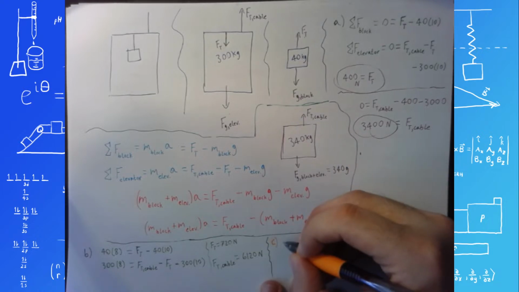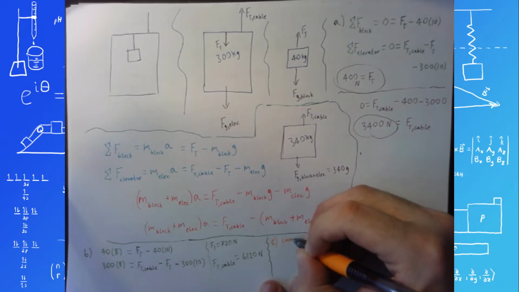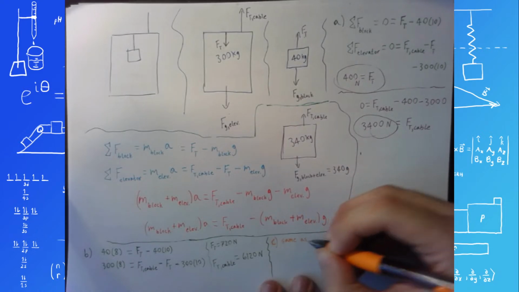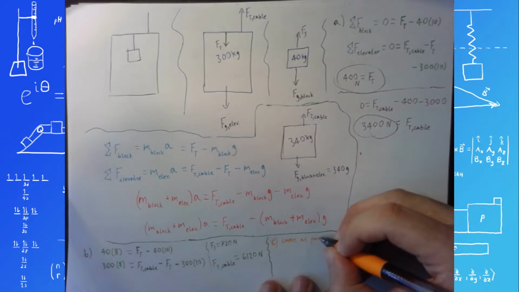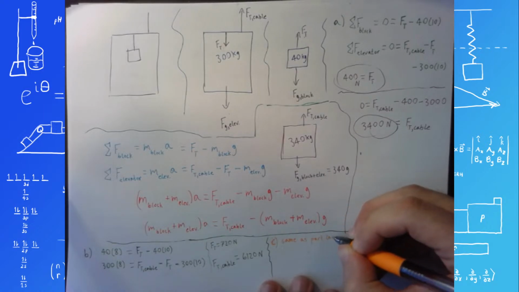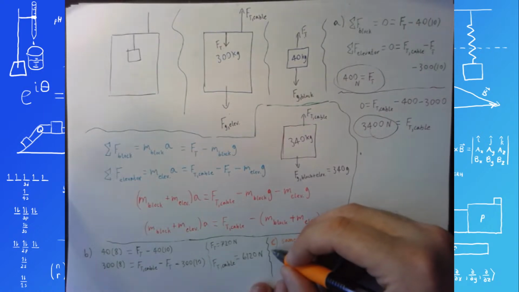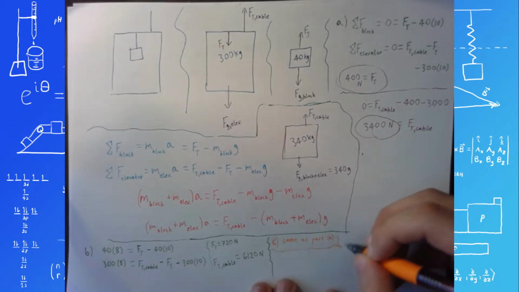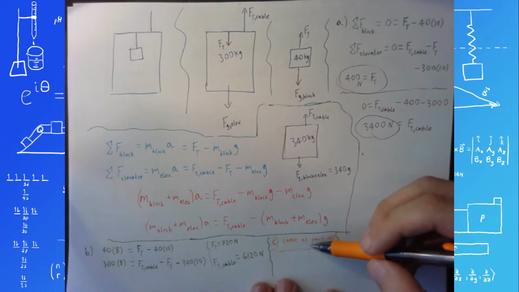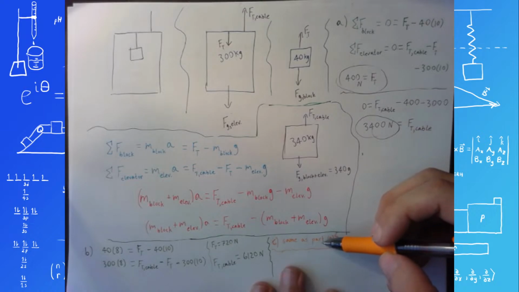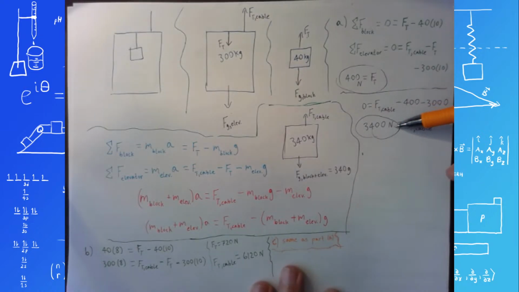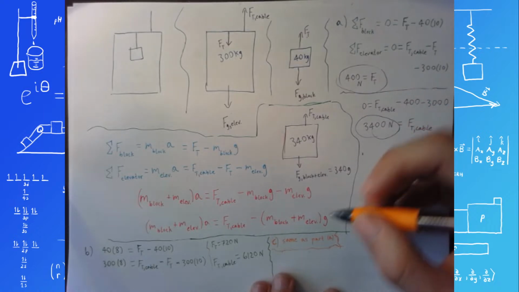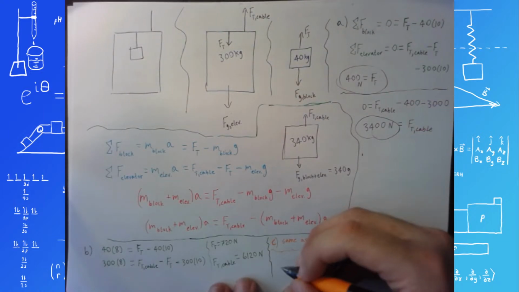Part C, same as part A. So we can skip on that work. We've already done it. Well, you wouldn't say this on a test. What you would do on a test is you would copy down 3,400 newtons as shown in the solution to part A, or something to that effect.